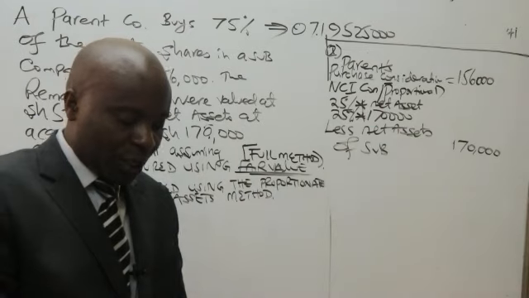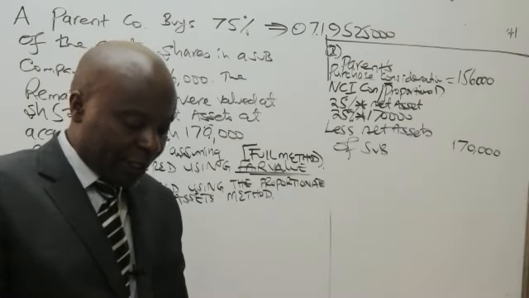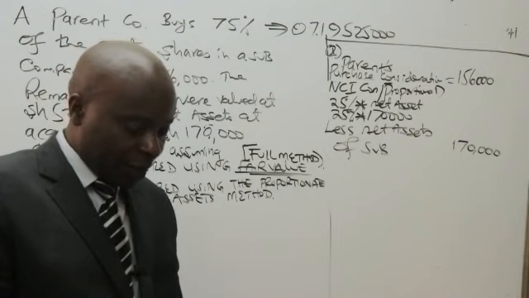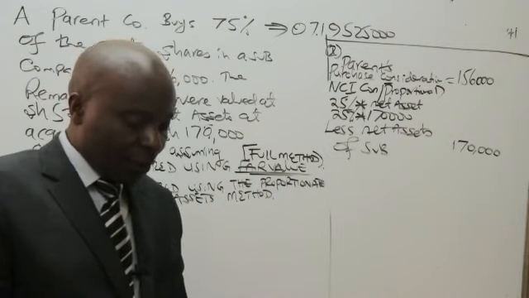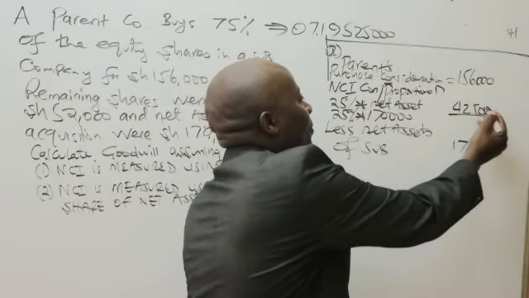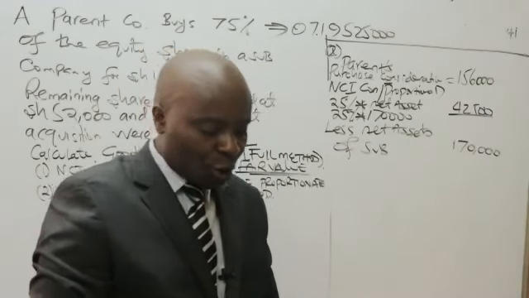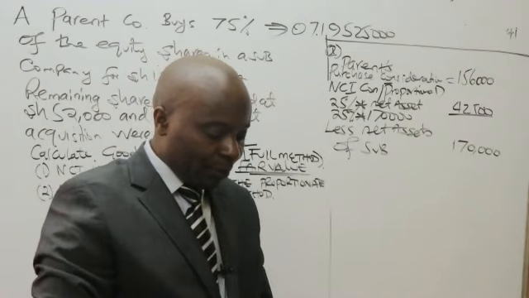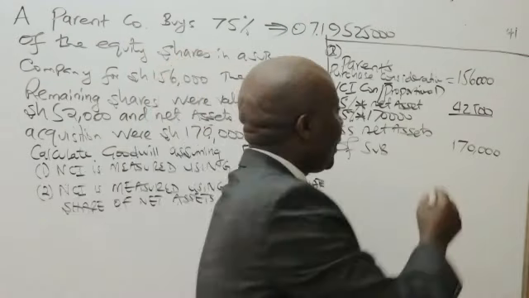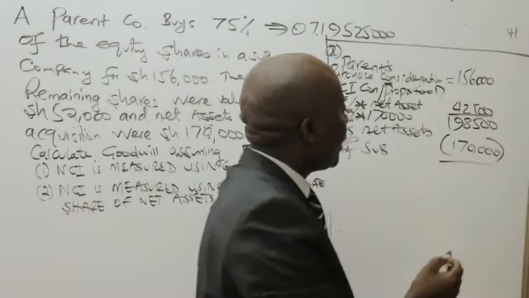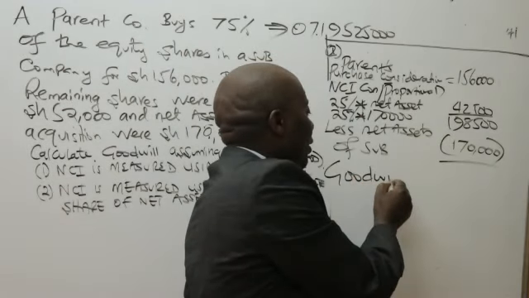So come and give us 25% of 170,000. Using your calculators, you should be able to give us 0.25 times 170,000, which gives us 42,500. So this gives us 42,500. Please add the two for you to be able to give us the total consideration. So plus 156,000, which gives us 198,500. So less this 170,000 for you to get goodwill.